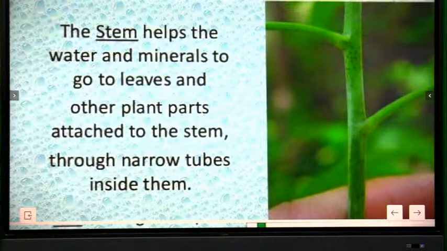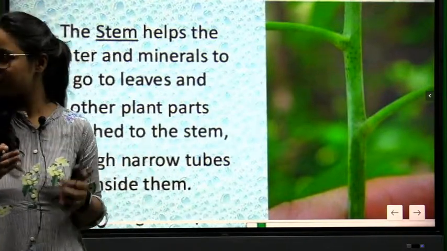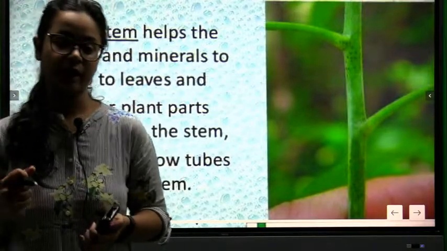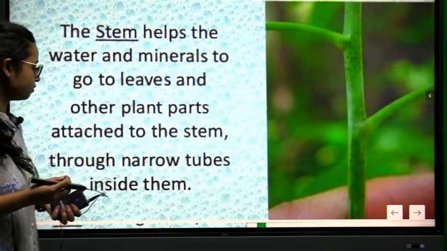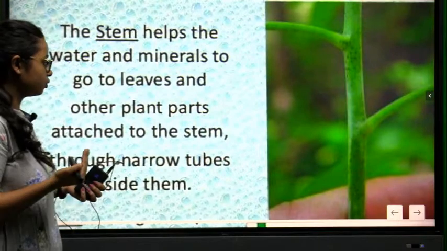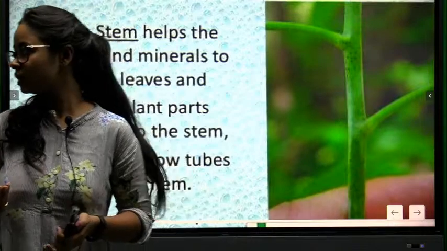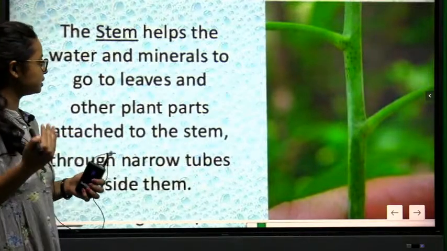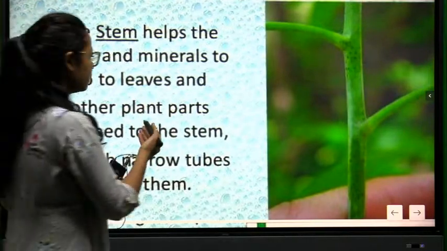The stem helps the water and minerals to go to the leaves and other plant parts attached to the stem through narrow tubes. Now the main function of the stem is that it helps the plant to stand straight. For example, they have narrow tubes inside them that support the whole plant to grow. The plant parts attached to the stem, for example fruits, flowers and leaves, the stem helps them to stand straight, and it also transports the minerals and water.